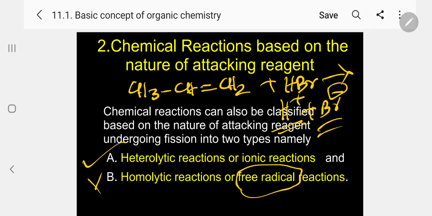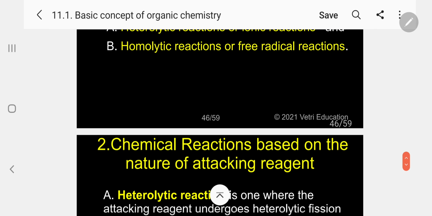So then you will add. This is an electron releasing group. This will shift the electron like this. Everything we have discussed. This is plus, this is minus. So automatically plus will go here, minus will go here. It will form 2-bromobutane.